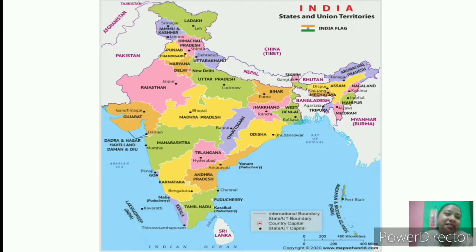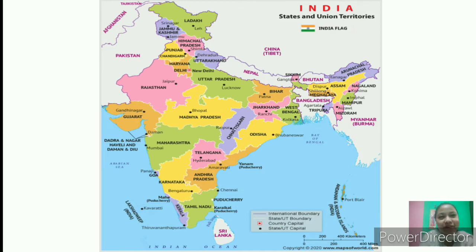This is the political map of India. India, officially known as the Republic of India, is a country in South Asia. India is the second most populous country and the seventh largest country by land area. If you look at the map of India, you can see that India is surrounded by water bodies on three sides. It is bounded by the Indian Ocean in the south, the Arabian Sea in the southwest, and the Bay of Bengal in the southeast.